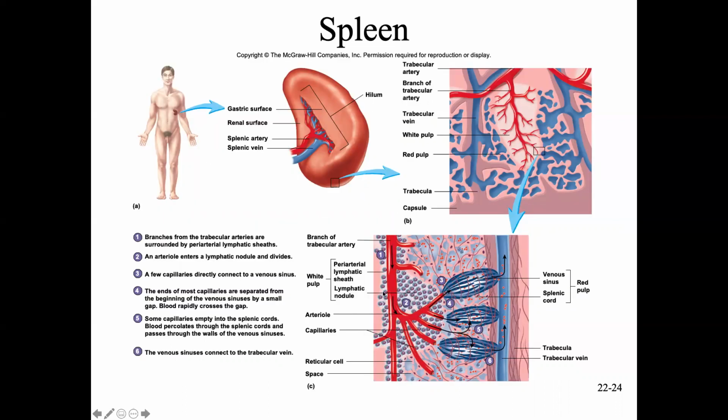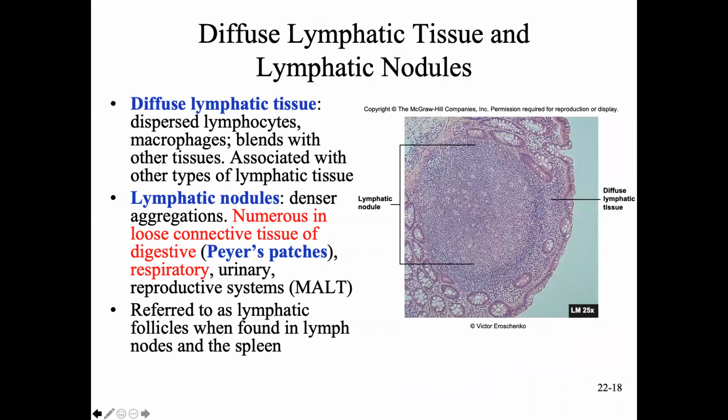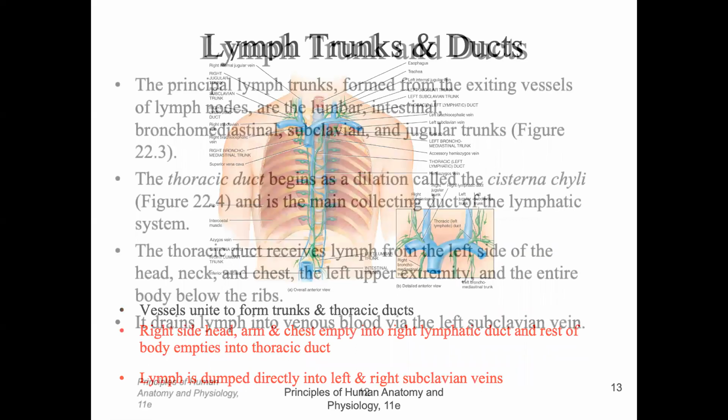Right now, for the exam, I'm not going to have differences between white and red pulp on there, right? So just keep that in mind. For the lab practical, very little is actually on the lymphatic system. For the lab practical, the next one is going to be just like what we see here.